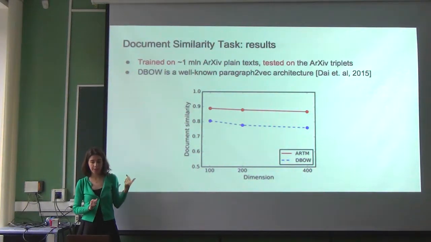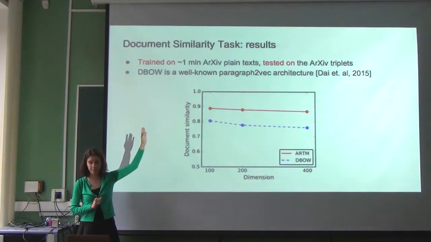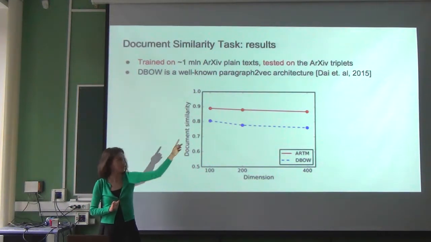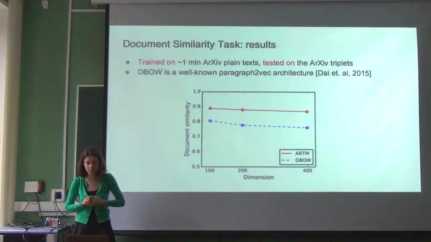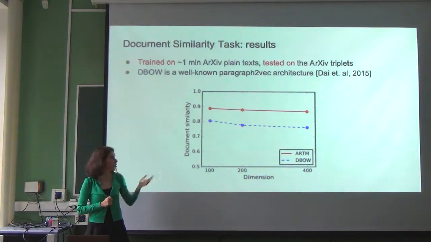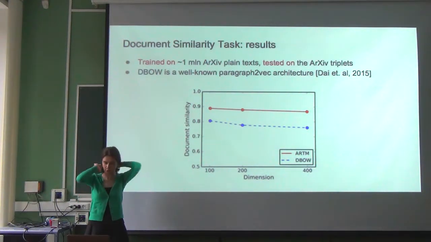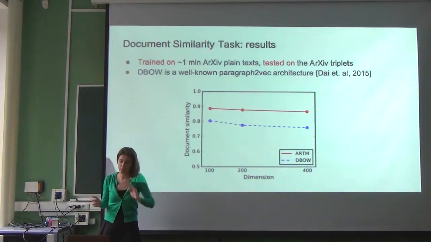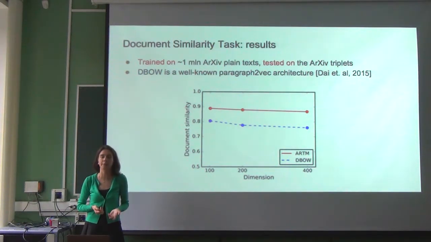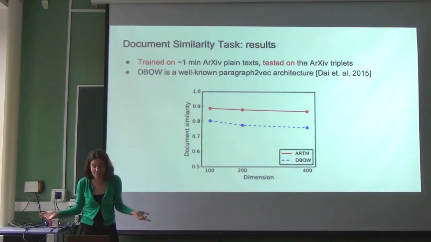This is what we get here. So this model was trained on arXiv papers, on plain texts, and tested on those triplets released by those authors. And DBOW is their architecture of the paragraph2vec model, and we could see that here we outperformed it for all the dimensions that we tried. So it's kind of always tricky to reproduce any experiments, so I did my best to reproduce DBOW as they suggested in the paper, though not all the hyperparameters were there, so I did my best.